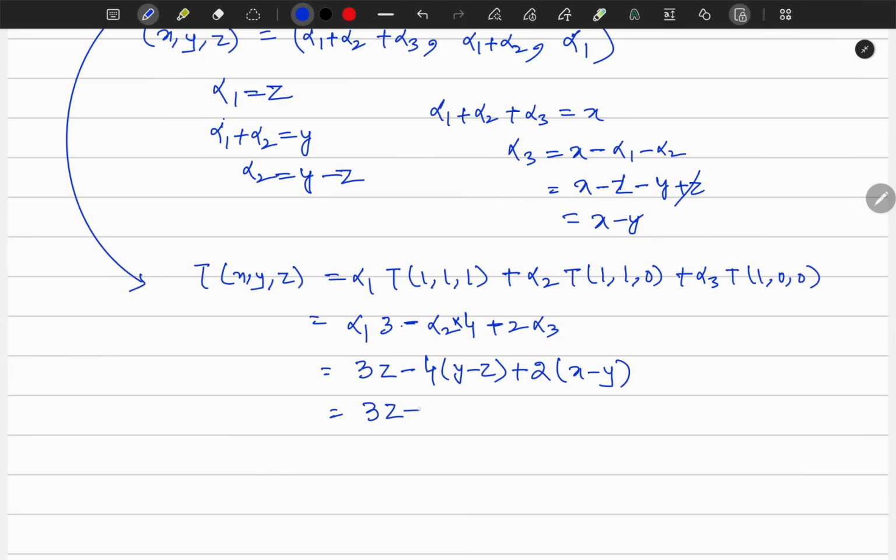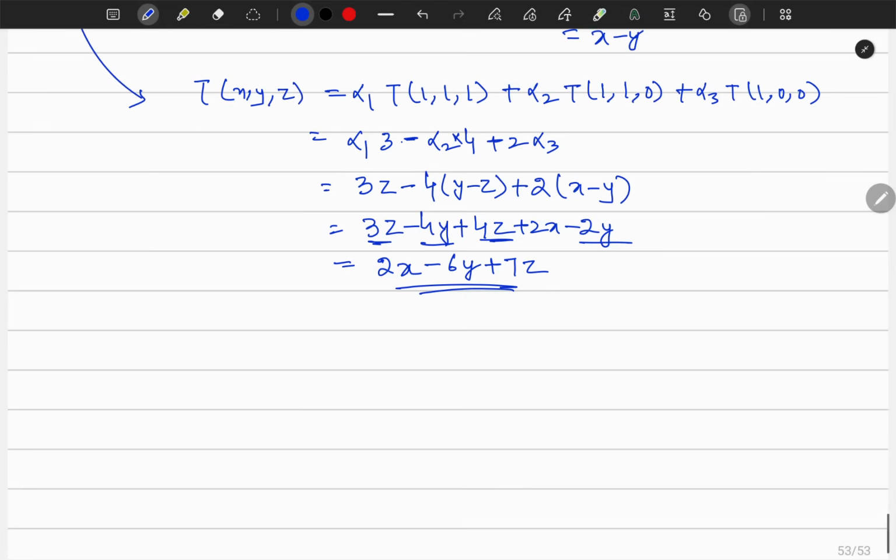It is 3z minus 4y plus 4z plus 2x minus 2y. So that is equal to, this is y, this is y, this is z, and this is z. So it is 2x minus 6y plus 7z. So this is a linear transformation.